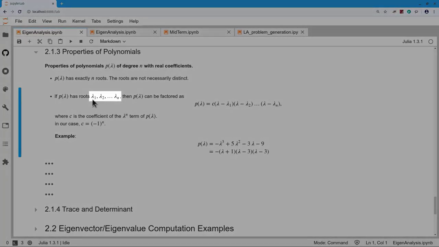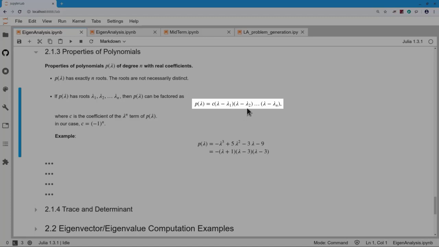Suppose we have the roots lambda 1 through lambda n for a polynomial. The next big result in algebra is that this means the polynomial can be factored in the following form: lambda minus the first root times lambda minus the second root, all the way to lambda minus the nth root, and some coefficient that happens to be the coefficient of the lambda to the n term, the highest degree term in the polynomial.